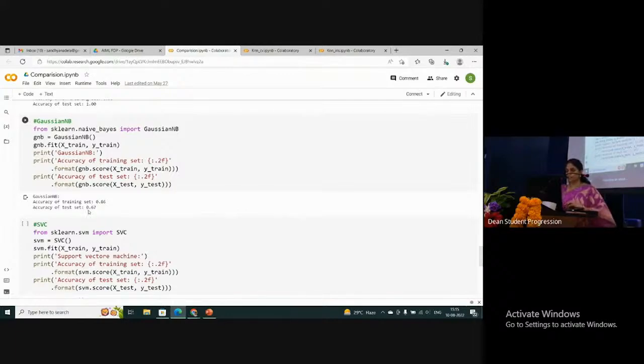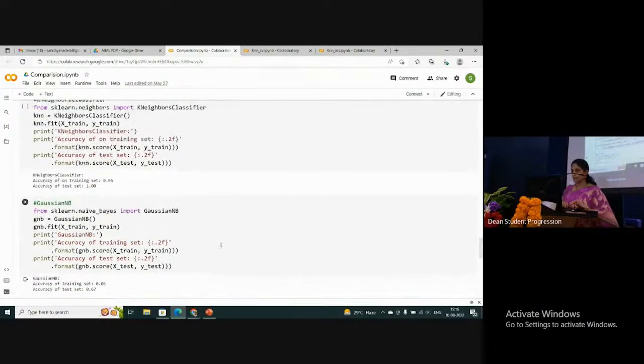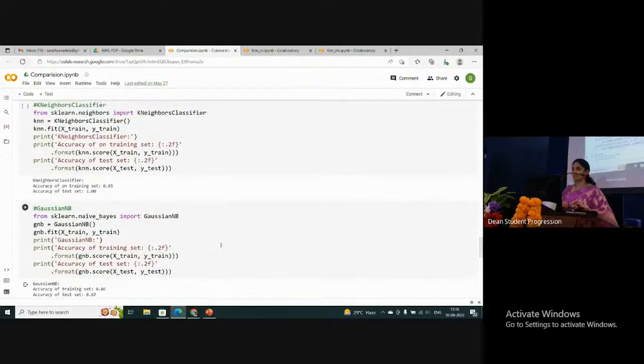I don't think you will adopt this naive Bayes for your IEEE classification. This particular Colab file was used for the IEEE data set for all three classifiers: SVM, KNN, and naive Bayes. It was found that SVM also does a good job, naive Bayes is worse, and the best one is KNN, which works for your IEEE data set.